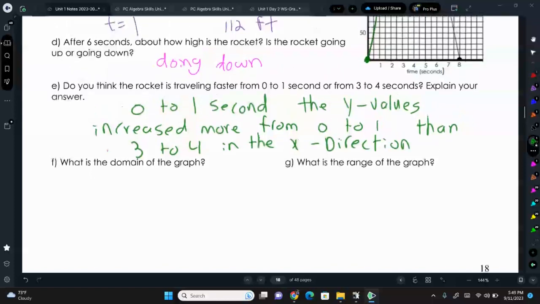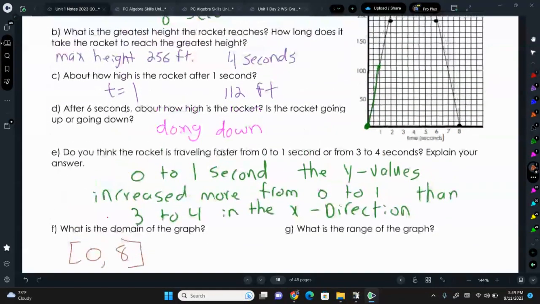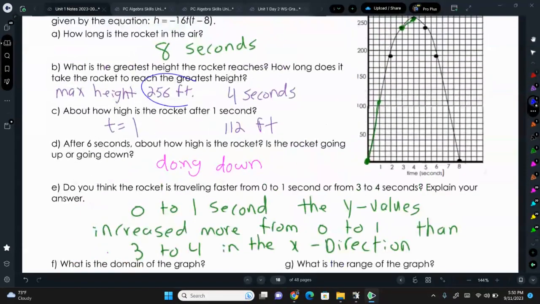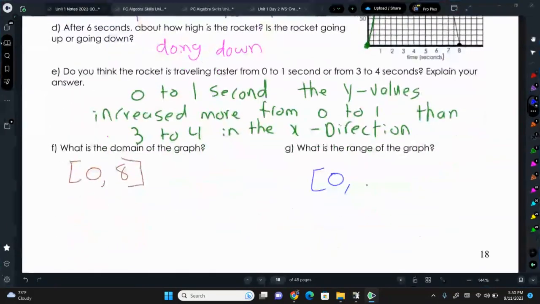All right, domain. Well, domain is going to be 0 to 8 because the rocket started at 0, and then it went up, and then it came back down 8 seconds later. The range, okay, again, the rocket started on the ground, and its maximum height was 256 feet. So we say 0 to 256, and then close the bracket.